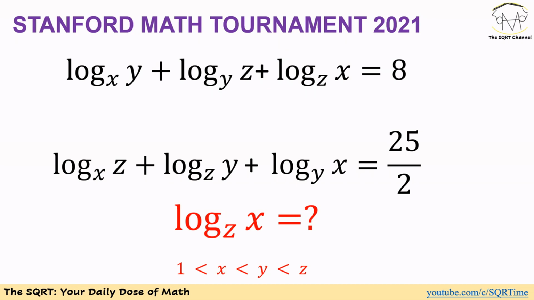In this video, we are going to talk about a very interesting problem from a Stanford Math Tournament from 2021. In this problem, we have log of x in base y plus log of z in base y plus log of x in base z is equal to 8. On the other hand, for the second equation, we have log of z in base x plus log of y in base z plus log of x in base y is equal to 25 over 2.